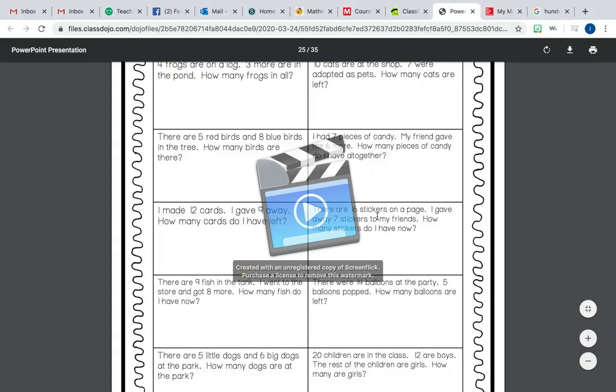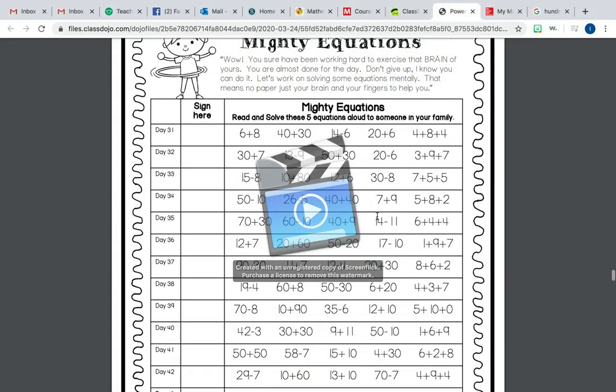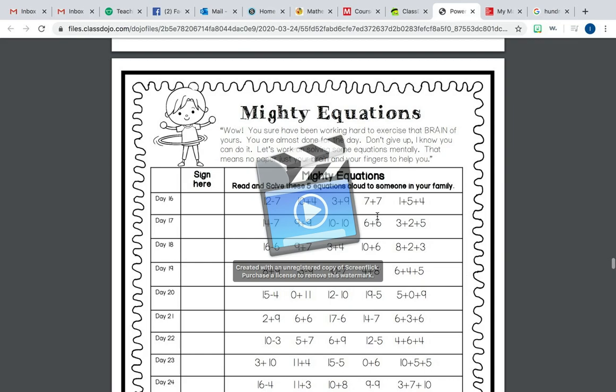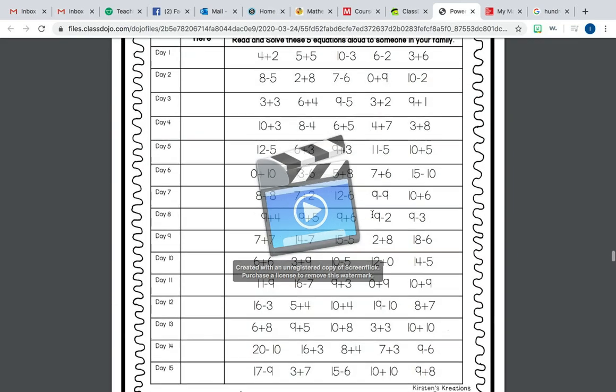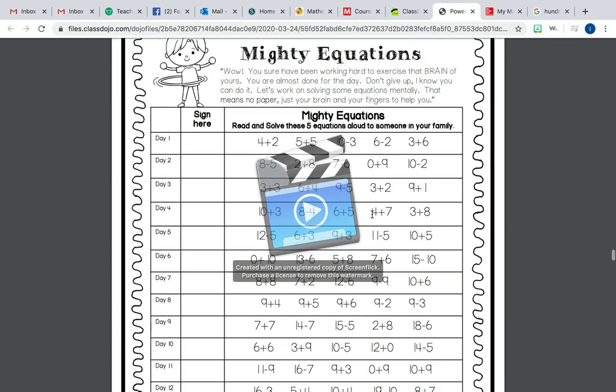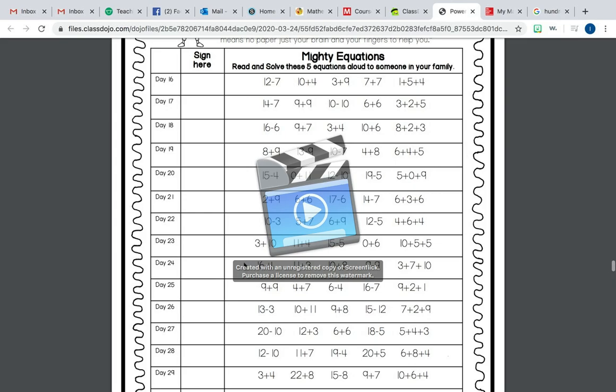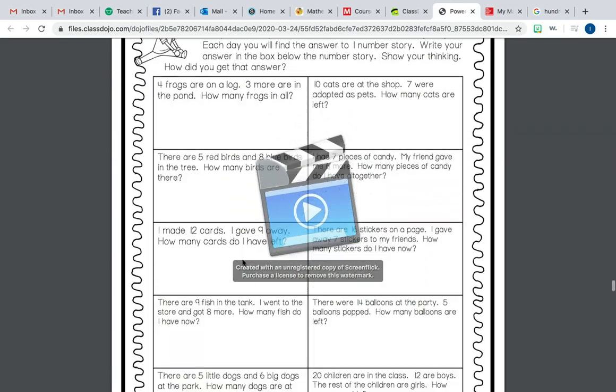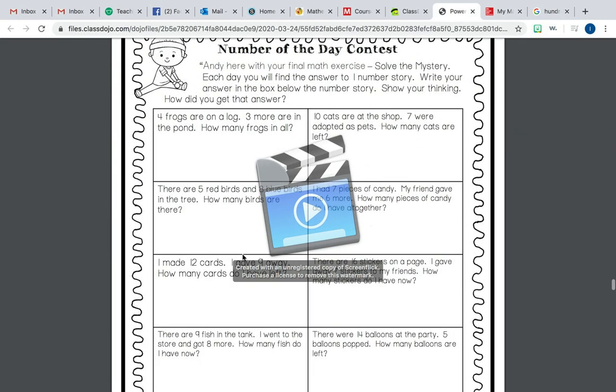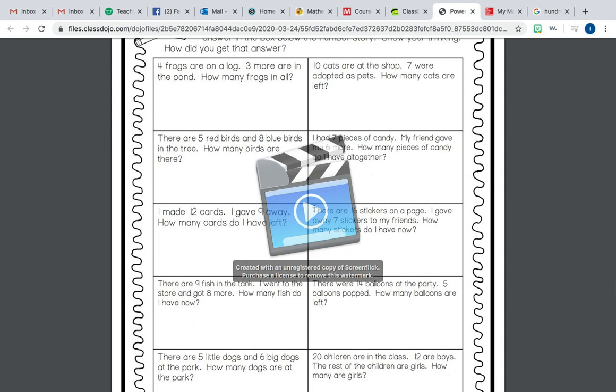For homework, I want you to do, so remember this on Mighty Equations. So for Mighty Equations, you're going to do day 6, day 7, day 8, day 9, and day 10. So for these days, so I'll highlight it right here, these days you're going to do from Monday to Friday. Then, down here, so we're going to skip this. For number of the day contest, you are going to do this one.